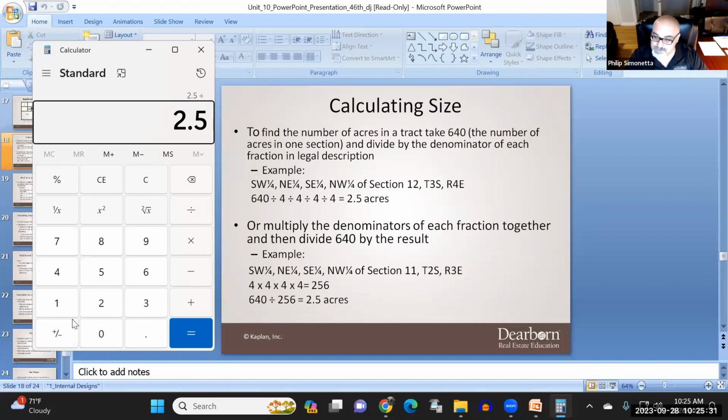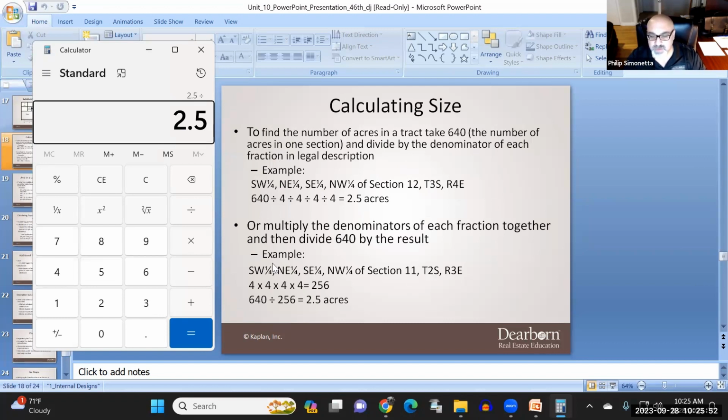Got it. It looks confusing. It looks hard, but that's all it is. You always start with the 640. They don't tell you that. So 640, you have to remember in your head. Okay, so 640 divided by the denominators. Now, that's the division way to figure it out.